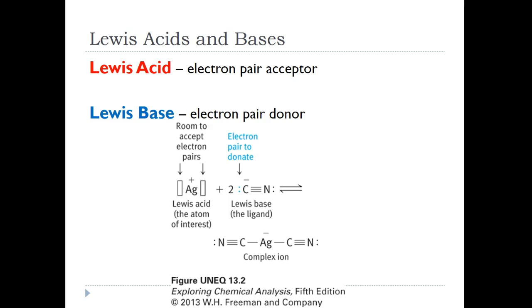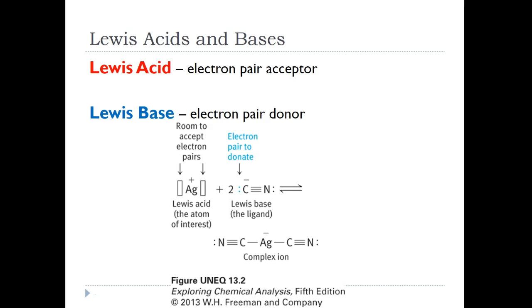So when they react, the silver goes from having no electrons around it at all to having 2 single bonds, 1 to each of the cyanides. So in that case, the silver ion went from having 0 electron pairs to having 2 electron pairs. So it accepted electrons. And then the carbon in the cyanide had 2 lone pairs kept to itself.